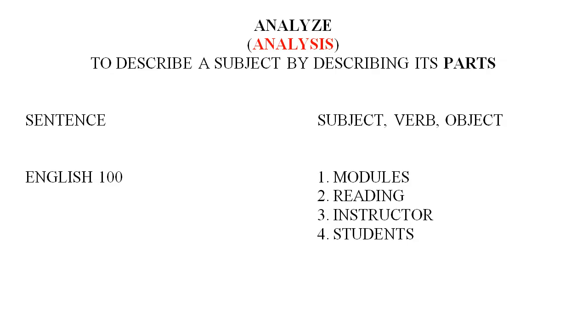An analysis gives more information as it considers more parts of its subject. So you can give more information about how you see this class by considering more parts of the class and how they work together, in the same way that you could give more information about a sentence by considering parts besides the subject, the verb, and the object. You could consider adjectives. You could consider adverbs. You could consider different kinds of clauses when you analyze a sentence, in the same way that you can consider many parts of English 100 when you analyze this class.